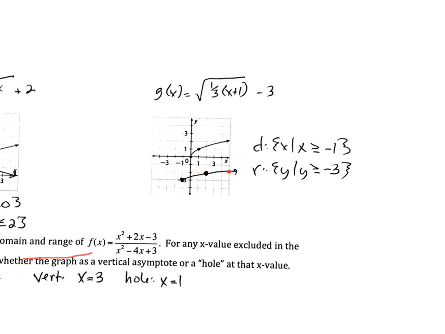Then you connect the dots. And then your domain and range come from your starting point. That starting point was -1, -3. Your domain is the X. It's greater than -1 because it's going to the right. The range is greater than -3 because it's going up.